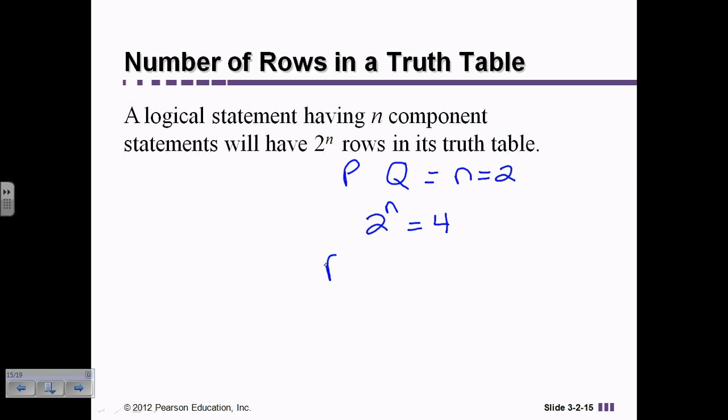But what if I had a P, a Q, and an R like I did on an earlier example? Then that means n is equal to 3. So I would have 2 to the third possibilities, which would be 8 possible rows of information. So the more values that you put in here, the more complicated your charts can become.